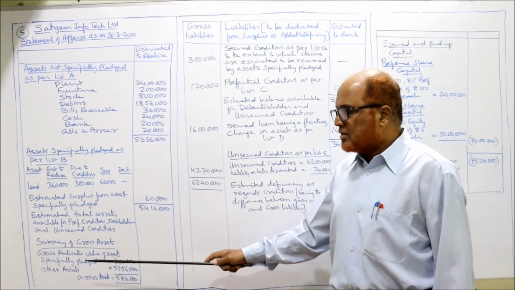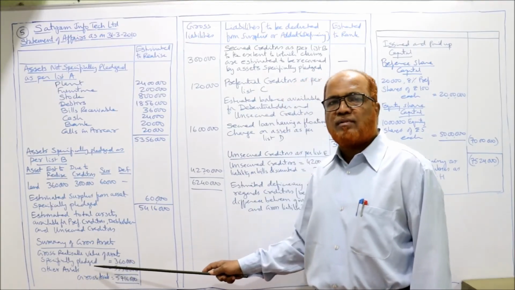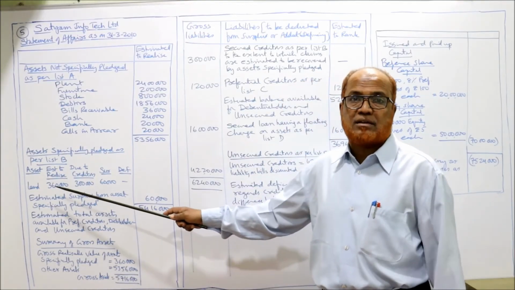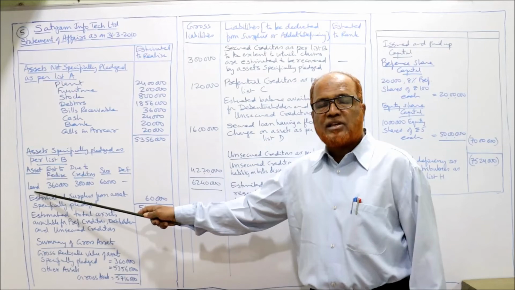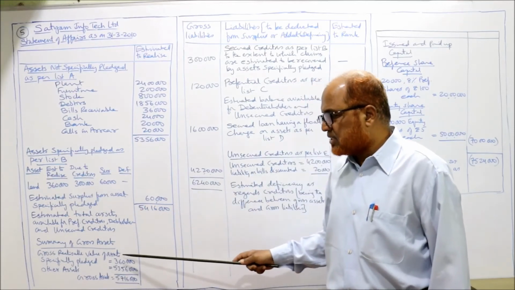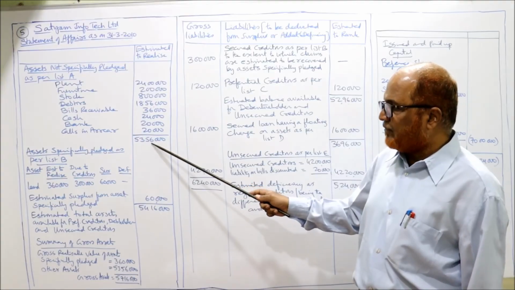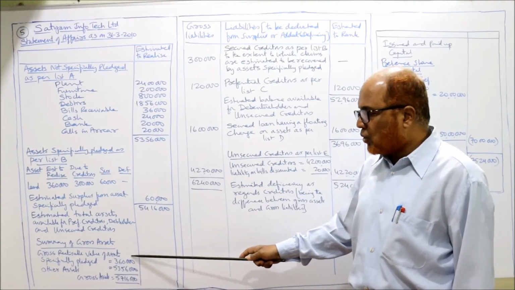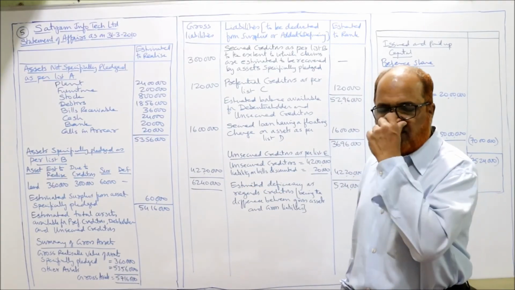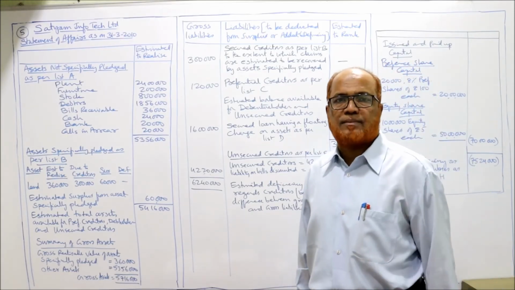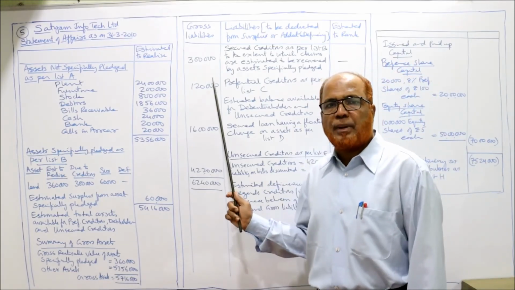Summary of gross assets. Gross realizable value of assets specifically pledged: land. Land is pledged, and its realizable value is 3,60,000. And the other assets are 53,56,000. The total gross assets are 57,16,000. That's it. Now we'll start the payment.